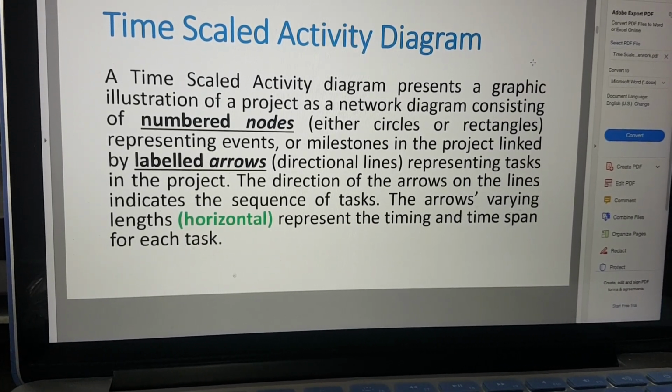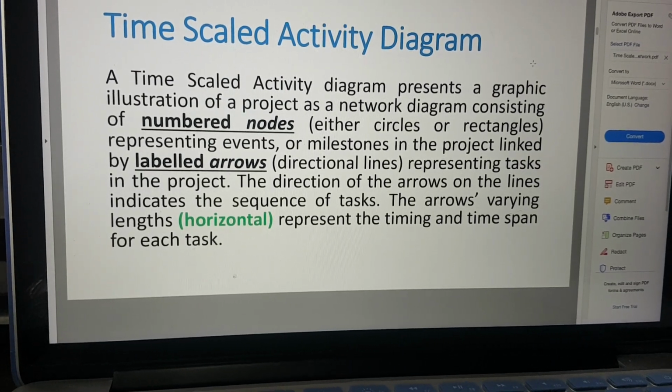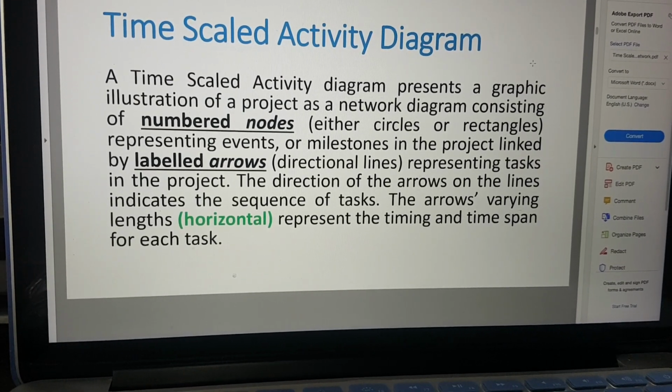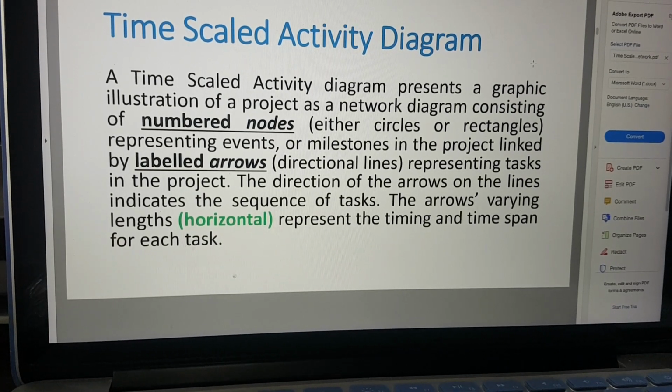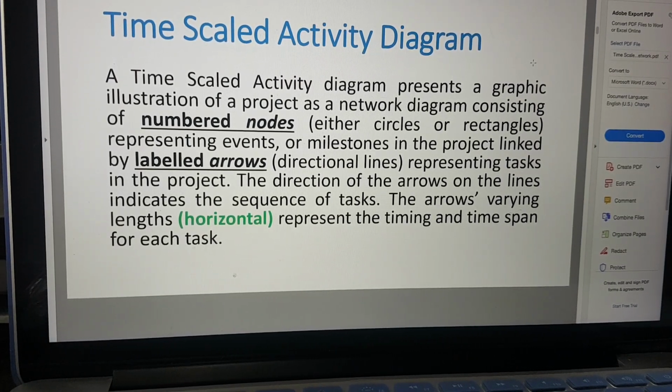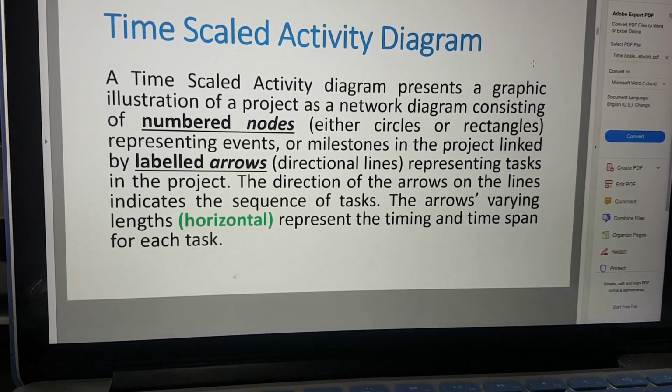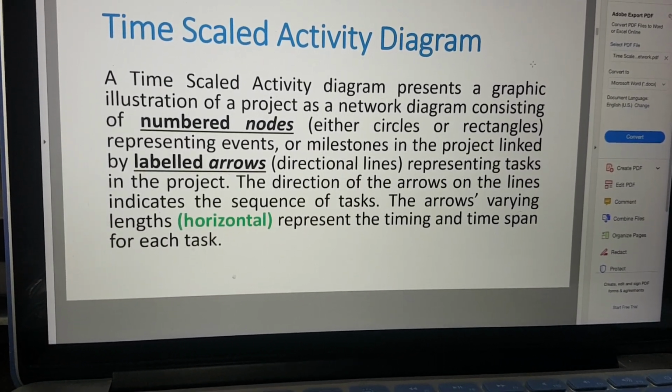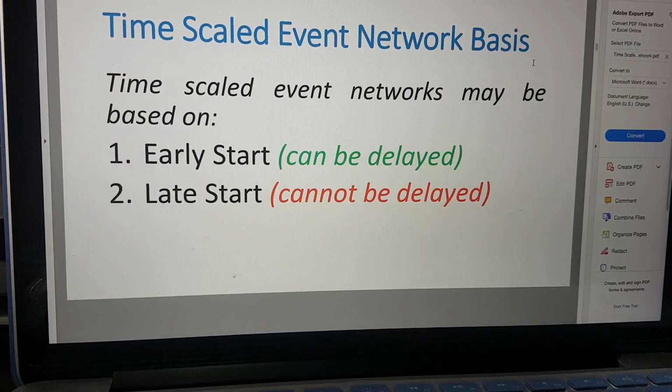One of the benefits of having a time scale diagram is that you have a great visual of how the project is going, or how fast or how slow the project is going. It is a good way to show you if your project is delayed or if your project is on time. Okay, so let's proceed.